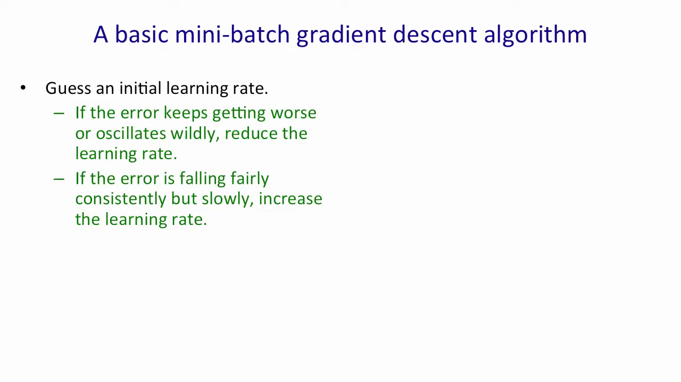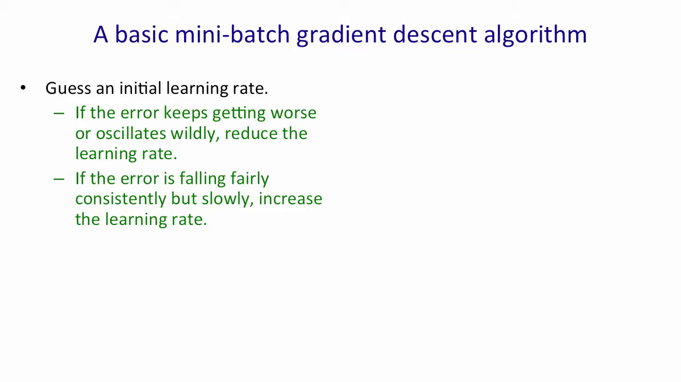I'm now going to describe a basic mini-batch gradient descent learning algorithm. This is what most people would use when they started training a big neural net on a big redundant dataset. You start by guessing an initial learning rate, and you look to see if the network learns satisfactorily or if the error keeps getting worse or oscillates wildly. If that happens, you reduce the learning rate. You also look to see if the error is falling too slowly.